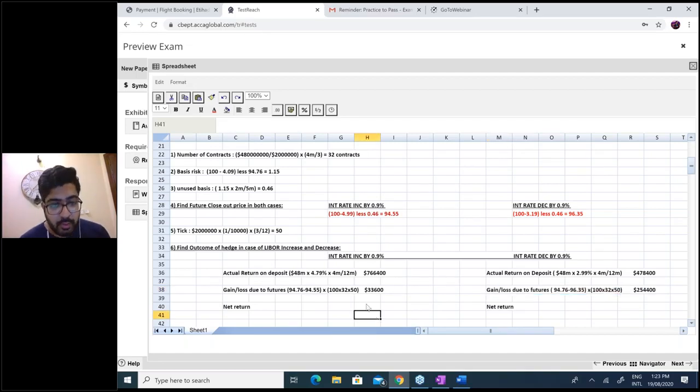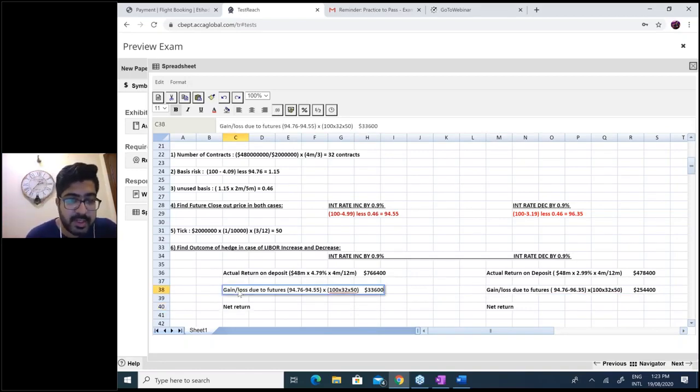So the formula of gain or loss on futures is the difference between the futures price and the futures closeout price. The futures price is 94.76, as we took March futures, and the futures closeout price is computed in step 4. The increase case is 94.55, into spot, into contracts, into tick. On the right side, the futures closeout price is 94.76. Take the difference with the futures closeout price. The closeout price in the decrease case is 96.35, and then step 4, into contracts, into tick, into spot. I get the answers. Is it a gain or a loss?